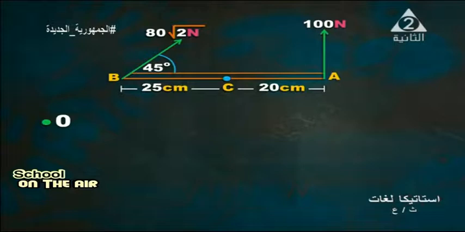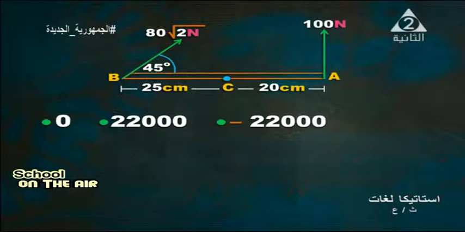Choose the correct answer: 0, 22,000, negative 22,000, or 2,200. My dear student, in this example, we have two forces. 100 acts at A, and 80 root 2 Newton acts at B and is inclined at 45 degrees with the horizontal BA. To find the moment about C, look at the direction of the force 100.